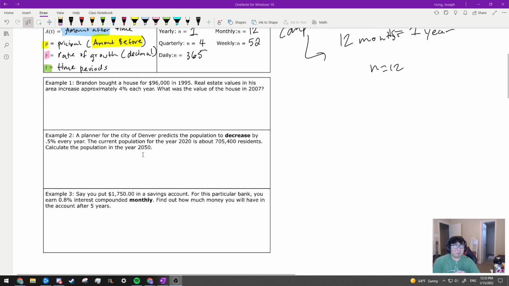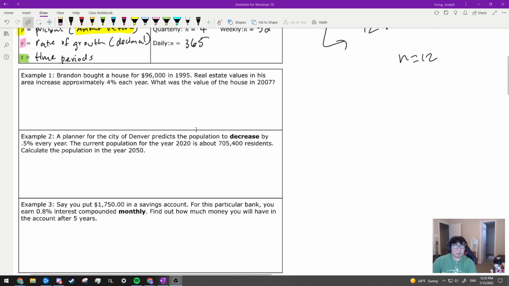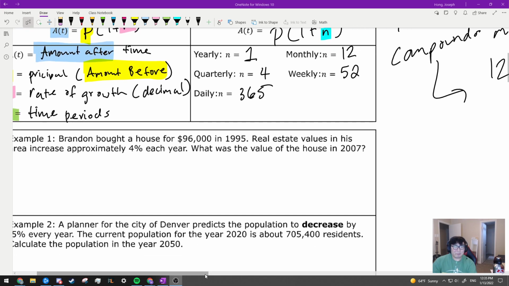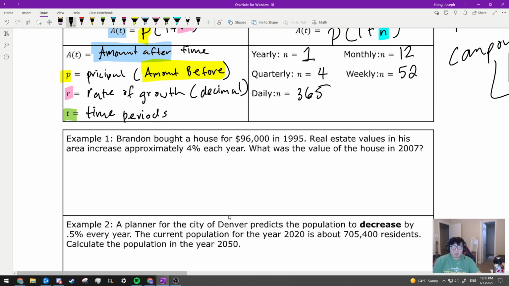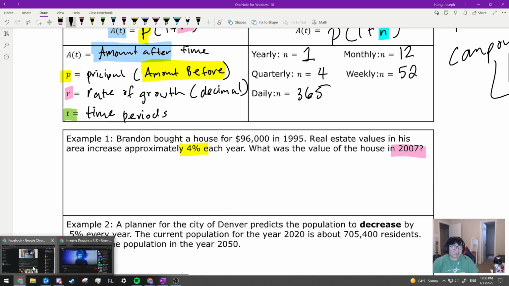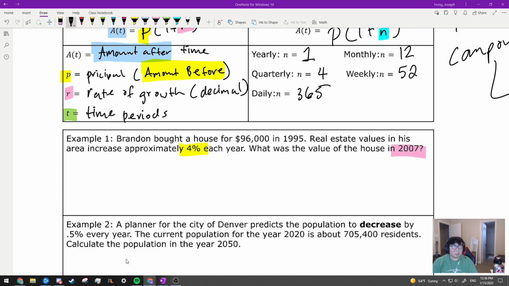So example 1, Brandon buys a house for $96K in 1995. Real estate. He'll grow his house value 4% per year. What's his house value in 2007? So not too bad, just a very basic generic question. One thing we do need to know is that you have approximately gaining 4% per year.